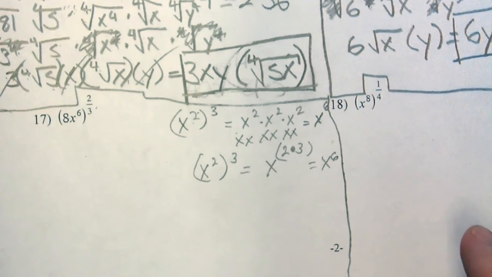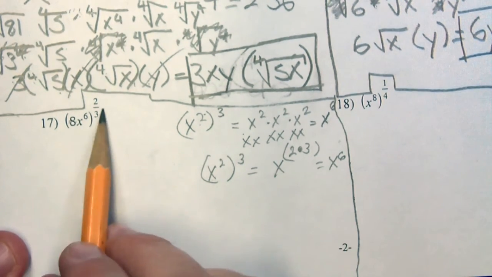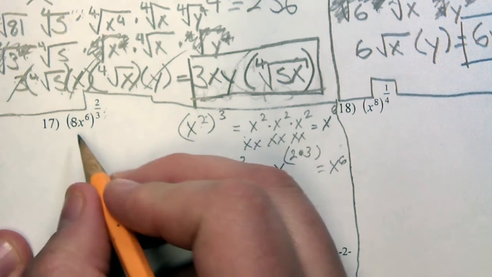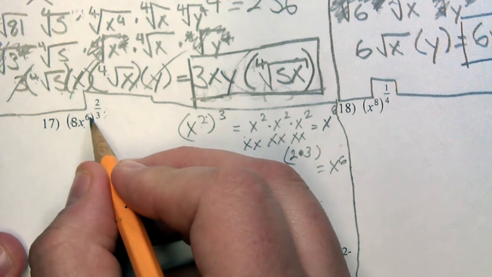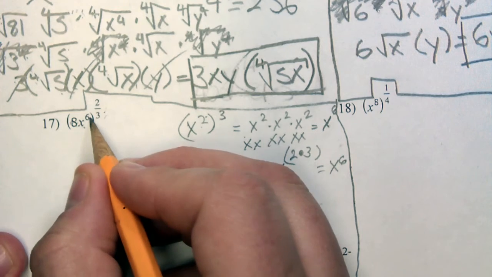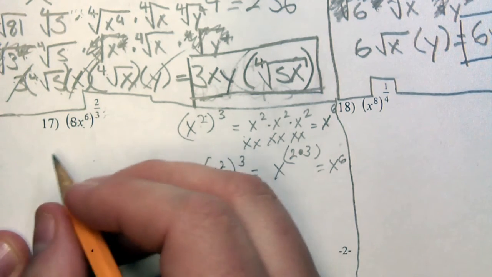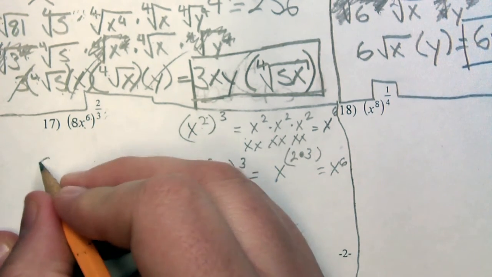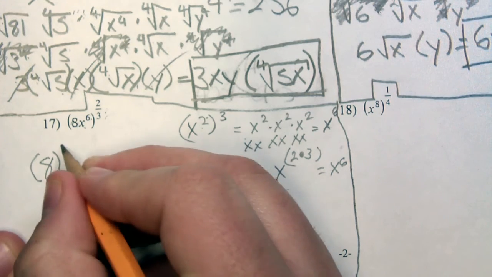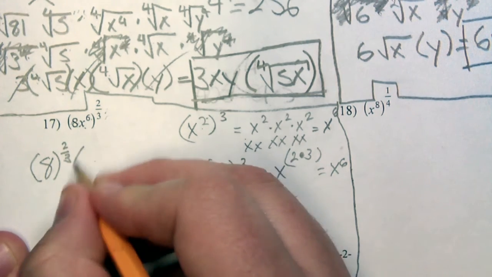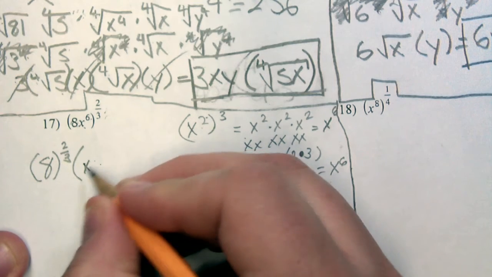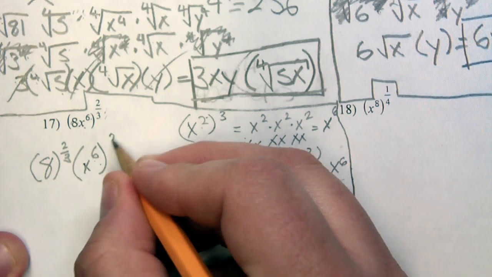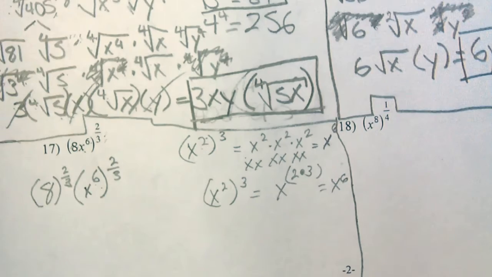Okay? So now let's apply that same logic to this. However, because it's 8 times x to the 6th power, all raised to the 2/3, just like we did with the radicals, we could say 8 raised to the 2/3 times x to the 6th power raised to the 2/3.